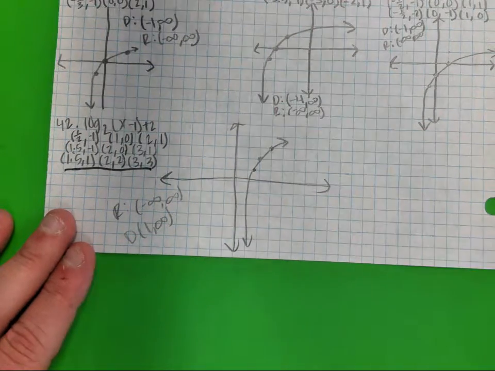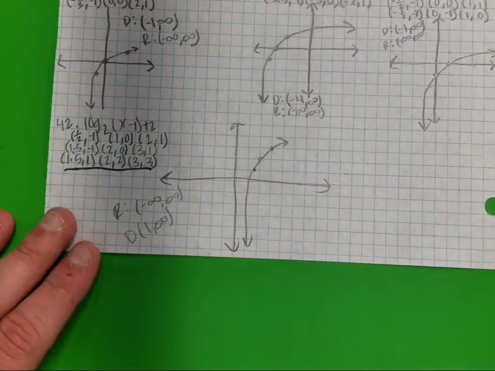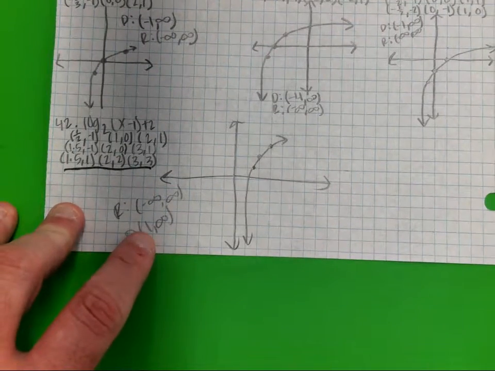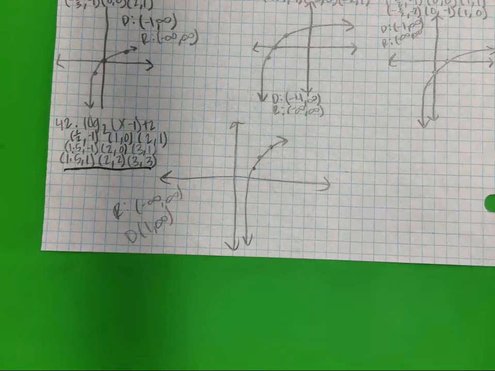My domain, I moved it right 1. So my asymptote is at x equals 1. My domain is 1 to infinity, and my range is all real numbers. We do it for exponential and logarithmic.